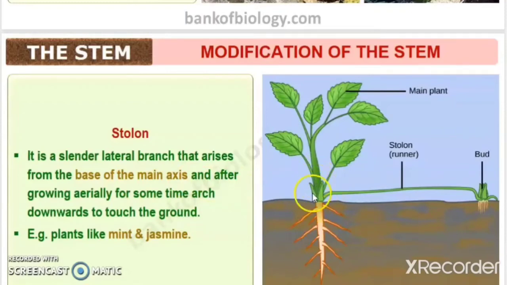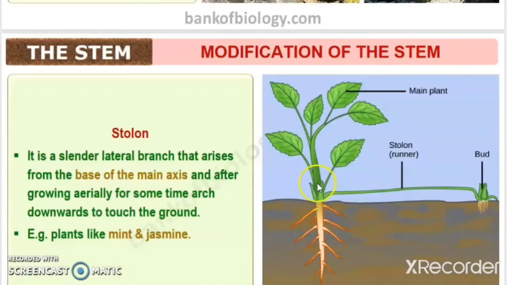So from the base of the main axis they develop a slender lateral branch, and it will grow aerially for some time, and then it will arch towards the ground to touch it. Okay, so unlike the runner, it is not just developing from the stem, but it develops from the base of the main axis.